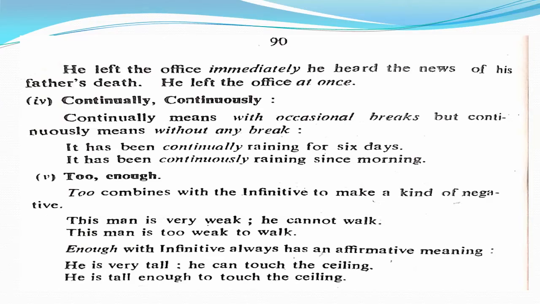Now come to the exercise. Use either too or enough and the infinitive to express the following ideas. Here are 10 sentences. Sentence number 1 is, this soup is very hot. I cannot drink it. Okay. It is a negative sentence. So we will use too. For example, this soup is too hot to drink.